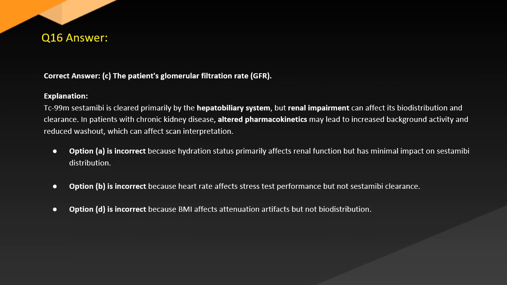Answer. Correct answer C. The patient's glomerular filtration rate, GFR. Explanation: Tc-99m sestamibi is cleared primarily by the hepatobiliary system, but renal impairment could affect its biodistribution and clearance. In patients with chronic kidney disease, altered pharmacokinetics may lead to increased background activity and reduced washout, which could affect scan interpretation. Option A is incorrect because hydration status primarily affects renal function but has minimal impact on sestamibi distribution. Option B is incorrect because heart rate affects stress test performance but not sestamibi clearance. Option D is incorrect because BMI affects attenuation artifacts but not biodistribution.